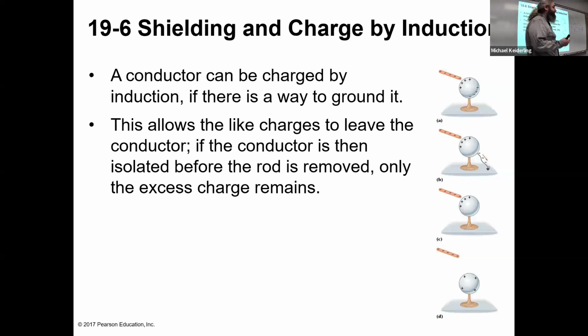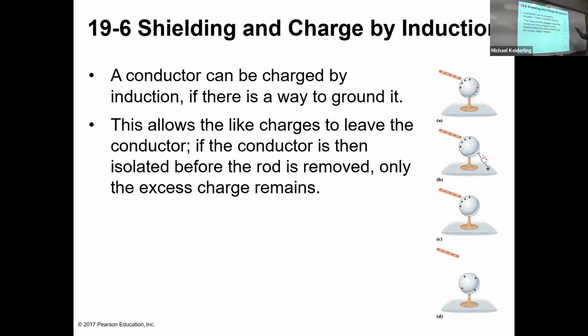And if you have a conductor, you can charge it by induction if you have a way to ground it. Basically, you can bring a charged rod or a charged object up to the conductor. It will pull opposite charges towards it, push like charges away. Then you can ground the far side and get rid of those like charges. And the whole thing will be left with the opposite charge when you remove your charged object.